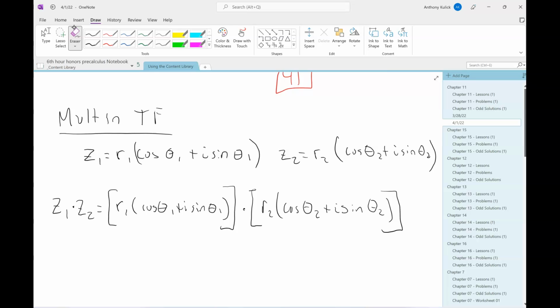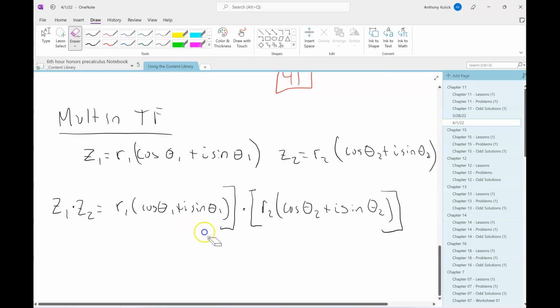Now, the way I've written this, is there really any need for those brackets to be there? No, man, right? There's just four things multiplied to each other: R1, a parenthesis, R2, and a parenthesis. Everybody see that? So let's drop those guys out of there. And since it's just four things multiplied together, I can multiply these things together in any order I want, right?